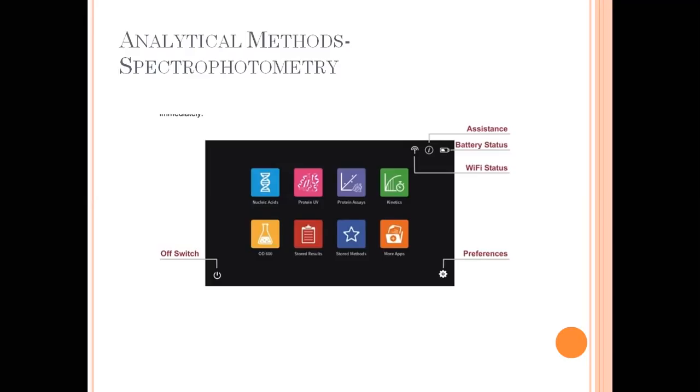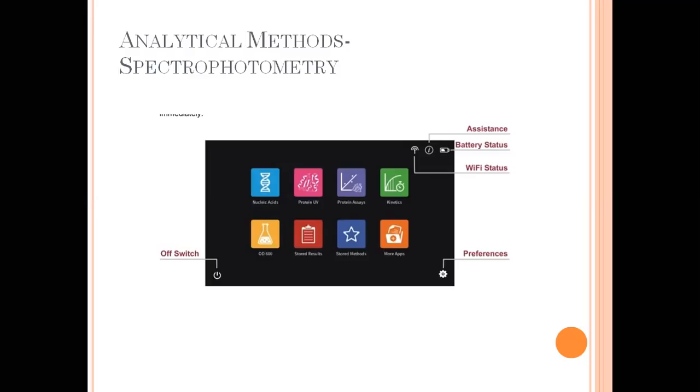So on the color touchscreen, those are the different icons that you can see. You have the nucleic acids, protein UV, protein assays, kinetics, OD600, stored results, stored methods, and more apps. In the more apps, pag pinindot mo siya or kinlik mo siya, you'll see there the wavelength, concentration, absorbance over ratio, standard curve, custom apps, etc. Okay? So those are the different programs that we can use by using this spectro.